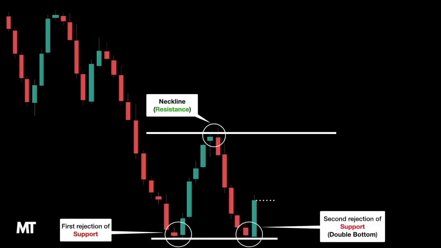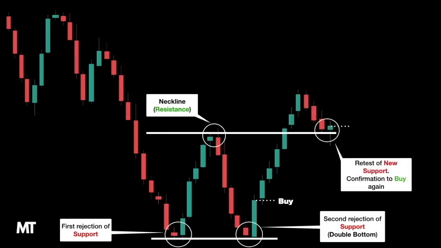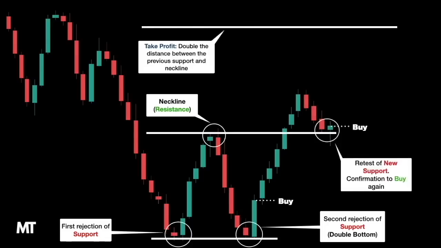When we have a clear price action confirmation, we can enter a first trade. Price then pushes to the upside and breaks the resistance level. Once the resistance is broken, price retraces, touching the previous level, that now has become support. When bullish price action confirmation is clear, we can enter a second trade. To calculate the target for the trades, we simply need to double the distance between the support and the resistance.